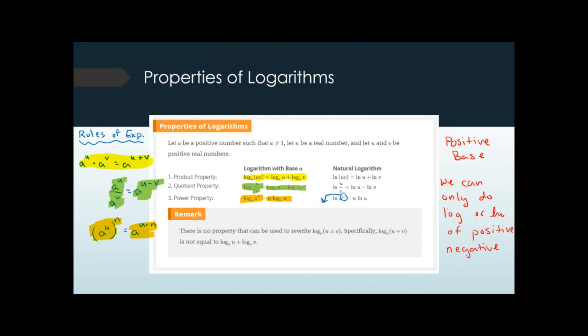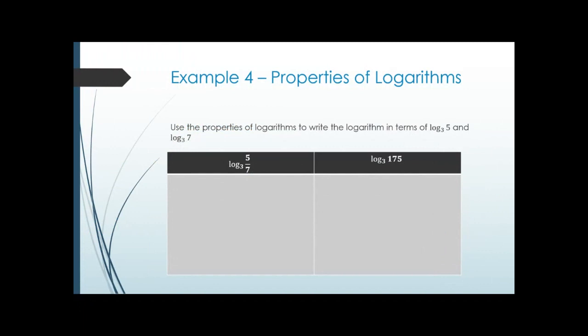So let's take a look at how these are actually used. We're going to use the properties of logarithms to write the logarithm in terms of log base 3 of 5 and log base 3 of 7. So I'm just going to rewrite it. For this first one, I have a log base 3 of 5 over 7. I'm going to use the property so that I only have log base 3 of 5 and log base 3 of 7. This process is very similar to what people had to do before there were calculators.